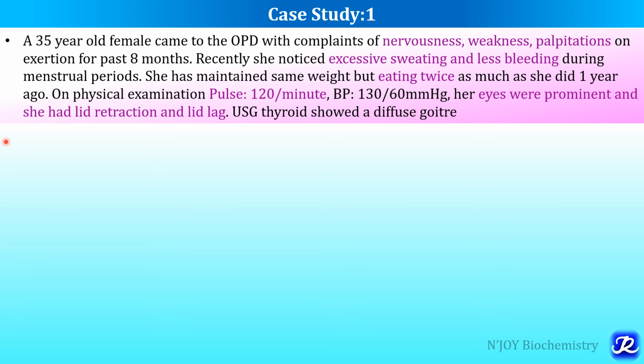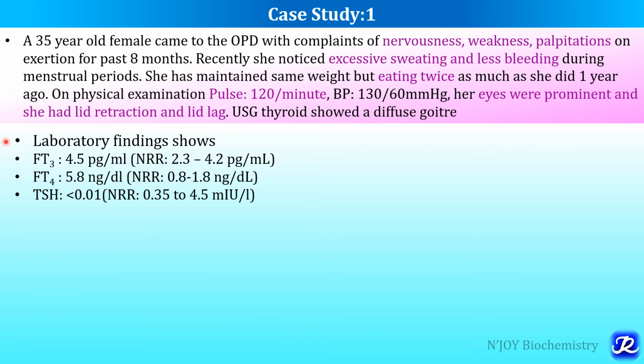On physical examination, pulse was 120 per minute, blood pressure was 130 by 60 millimeters of mercury. Her eyes were prominent and she had lid retraction and lid lag. USG thyroid showed a diffuse goiter. On laboratory investigation, free T3 level was 4.5 picogram per ml, free T4 5.8 nanogram per deciliter, TSH is less than 0.01 milli international unit per liter. Normal reference ranges are also given here.